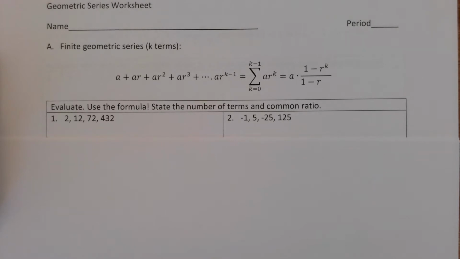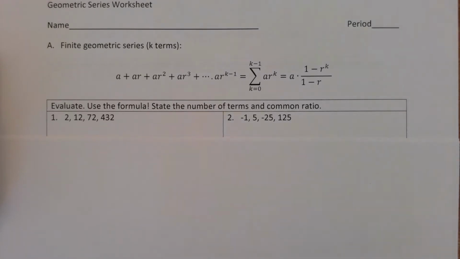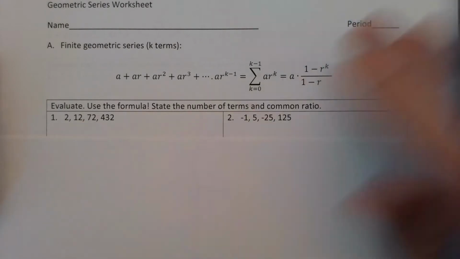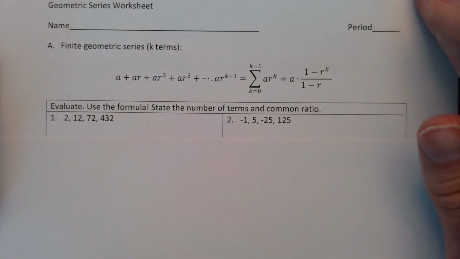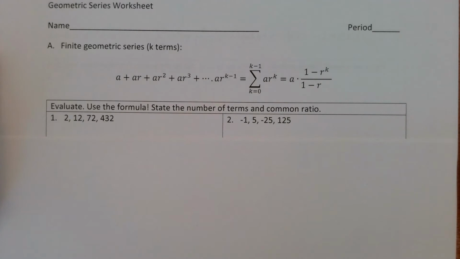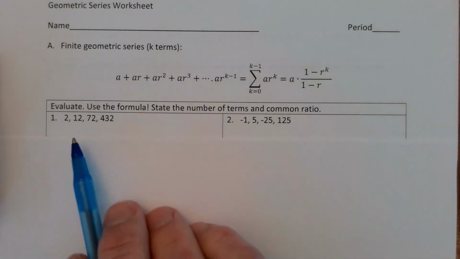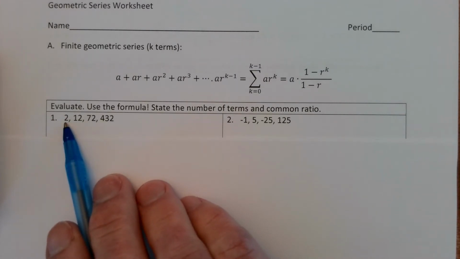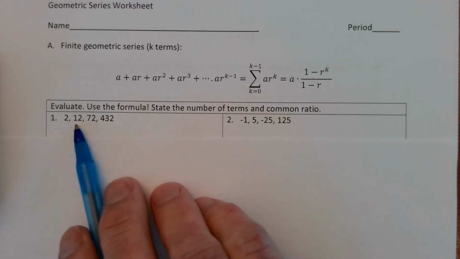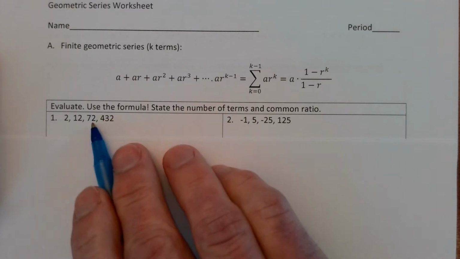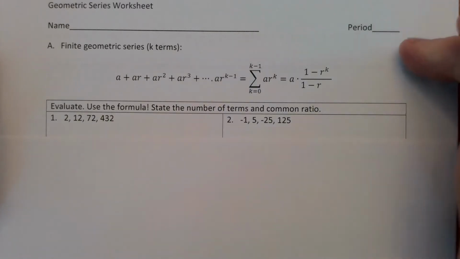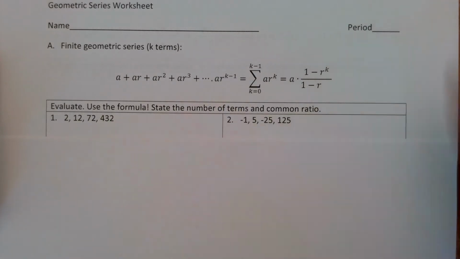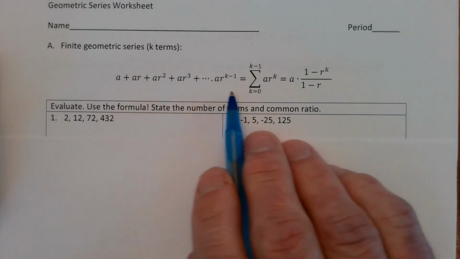Let's get started. Well, this is not a series at all. This is a sequence. But if you insert plus signs between those terms, you'll find that you have a finite geometric series. What makes it geometric is that when you divide two consecutive terms, like the 12 divided by the 2, you consistently get the same answer. 12 divided by 2 is 6, 72 divided by 12 is 6, 432 divided by 72 is indeed 6. So that's called the common ratio, and it's the R that you see up here in this formula.